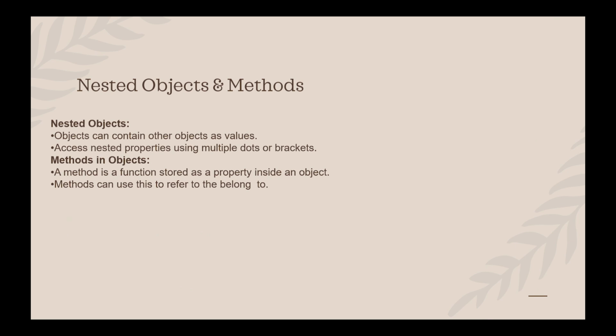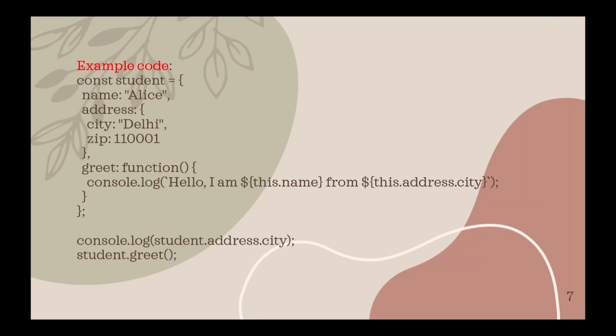Example code. Here you can see the example code of how we can access one object nested inside another object. Here we show that the student has an address as another object, which is an example of a nested object, and we are going to print that.